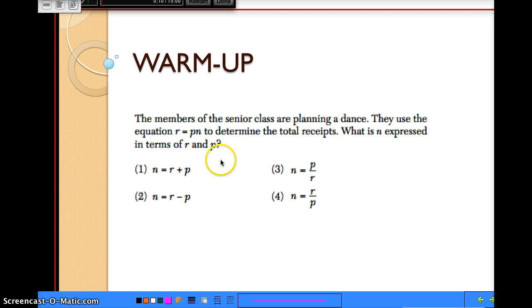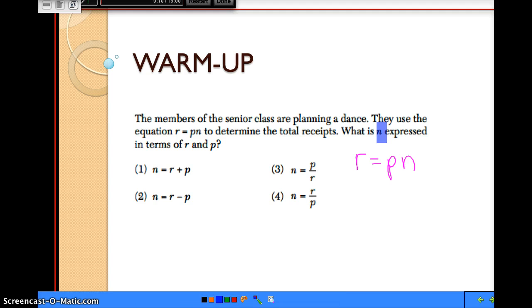The members of the senior class are planning a dance. They use the equation R is equal to P times N to determine the total receipts. What is N expressed in terms of P and R?